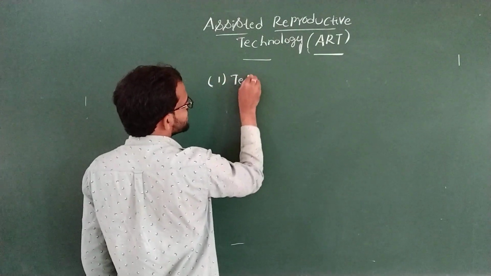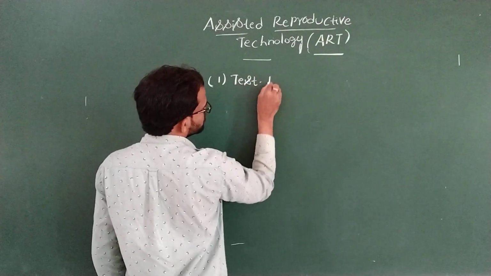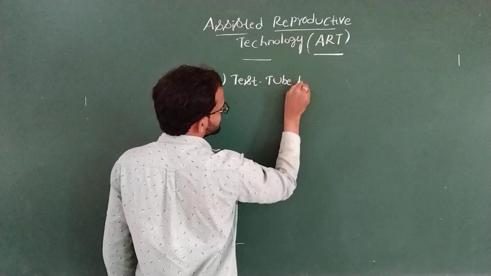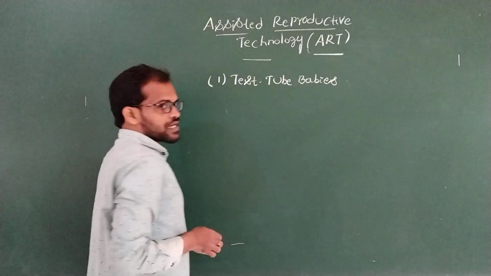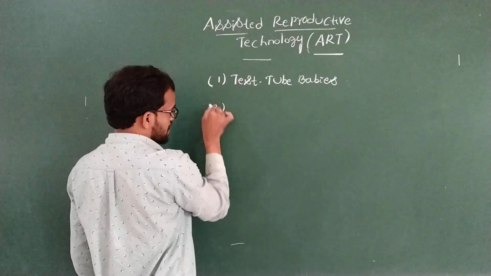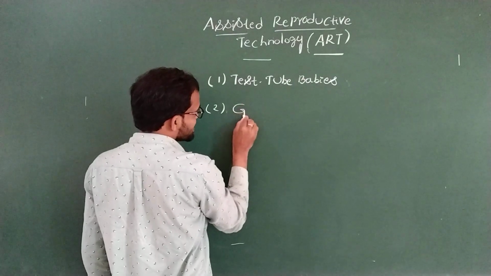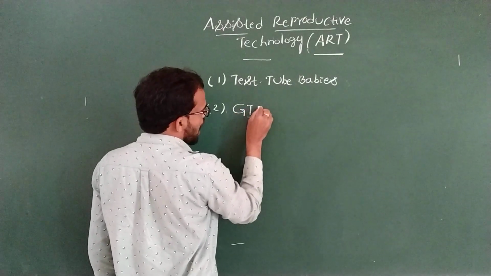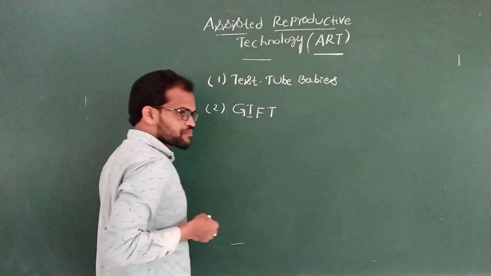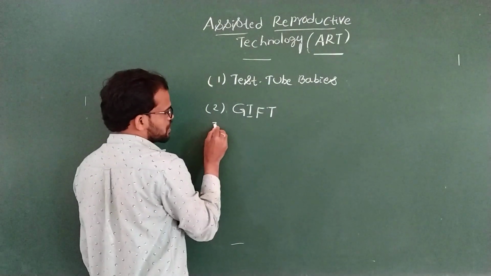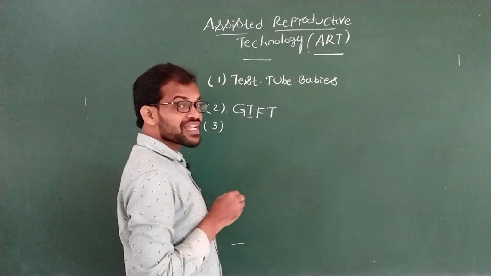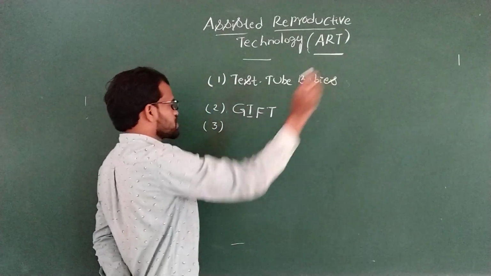The first technique is test tube babies. The second technique is known as gamete intrafallopian transfer. What is the third technique? It is also involved in solving infertility problems.